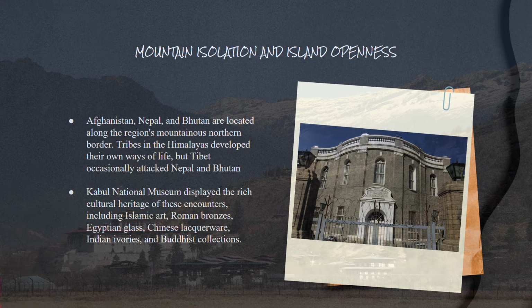In the 1980s, the Kabul National Museum displayed the rich cultural heritage of these encounters, including Islamic art, Roman bronzes, Egyptian glass, Chinese lacquerware, Indian ivories, and Buddhist collections. This collection was destroyed by the Soviet military, looting and export through Pakistan, and vandalism under Taliban rule in 1996.